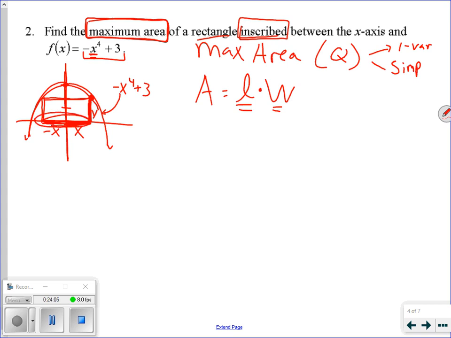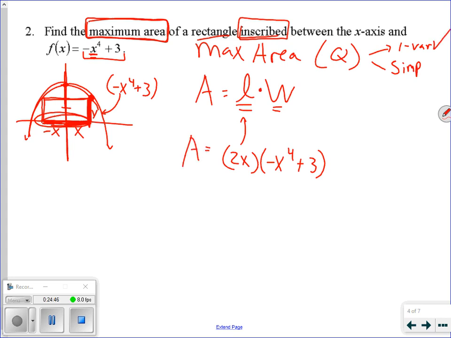So my length is 2 x's, and my width, or my height here, is just this y value, which another way of saying that is negative x to the fourth plus 3. So that was the tricky part, having to know how to graph it and draw the picture, understanding an inscribed rectangle, and then understanding how to figure out these dimensions in terms of x and y. The length is just 2 x's, and the width, or the height, is just the function negative x to the fourth plus 3, because it's a length of y. Okay? So we got it in terms of one variable, check.